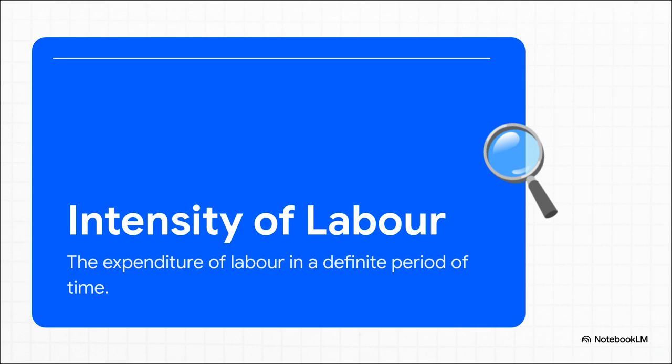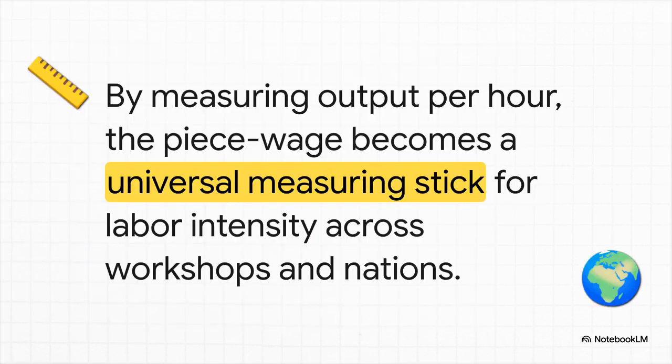A simple time wage is a bit clumsy at measuring that. It measures duration, but not how hard someone is working. The piece wage? It solves this problem beautifully. Because it measures output per unit of time, the piece wage makes intensity perfectly quantifiable. It becomes a universal measuring stick. A capitalist can now look at their spreadsheets and precisely compare the productivity of workers, not just in 2 different workshops across town, but in 2 different nations across the globe. This allows capital to hunt for the most intense and therefore most profitable labor anywhere in the world.